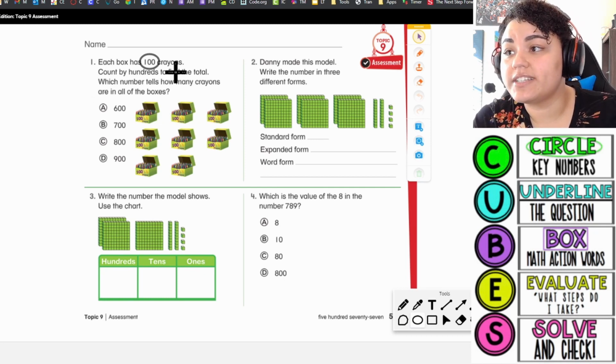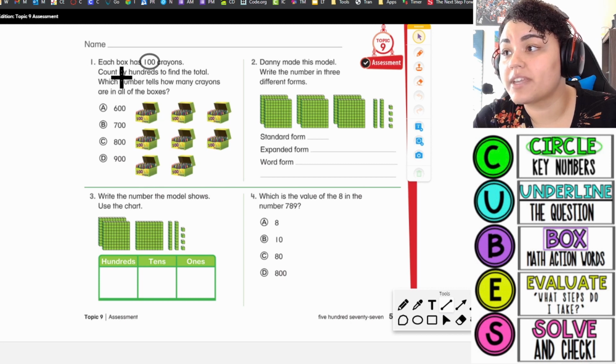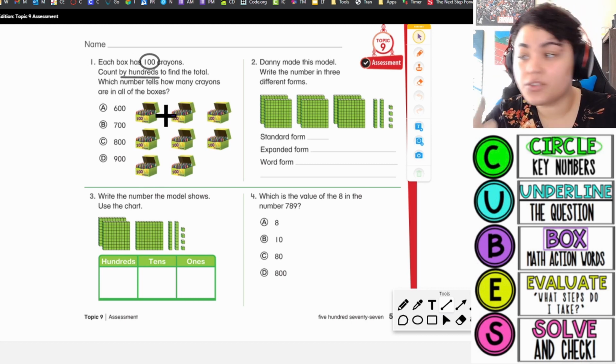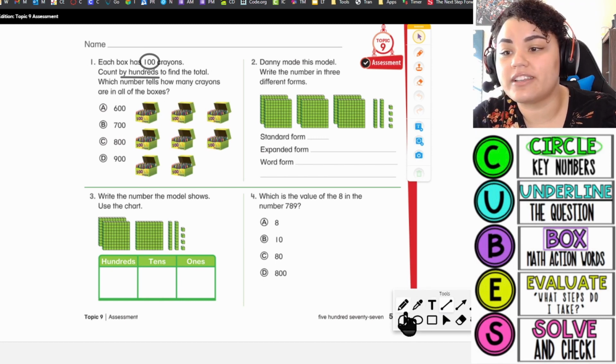Count by hundreds to find the total. So underline hundreds. That's what we're counting by. We're not counting by tens or ones, we're counting by hundreds. Which number tells how many crayons are in each box?